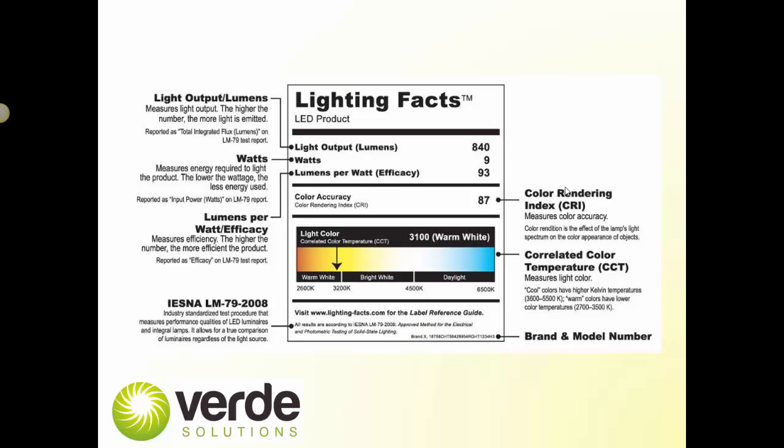These are the labels that you'll see on pretty much any light bulb that you might see at your Home Depot type stores. Kind of puts everything that we just talked about together. The light output is 840 lumens, watts used would be 9, so that would be an LED. The efficacy would be 93. Here's your CRI, and then it shows you sort of your warm to daylight, the Kelvin. So this one is 3100 Kelvin.